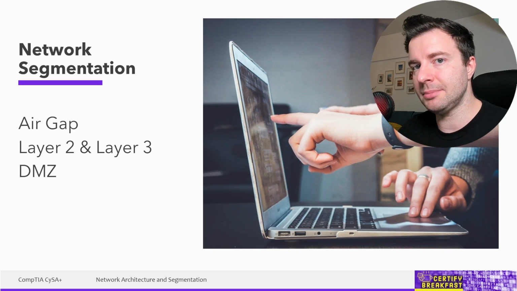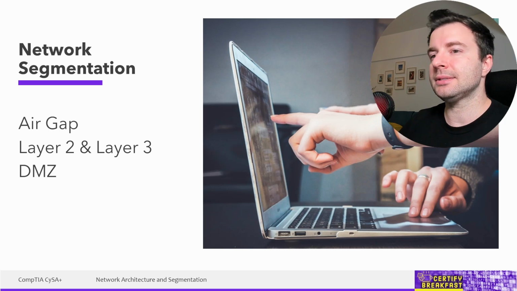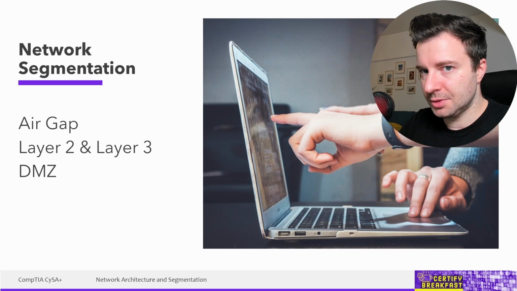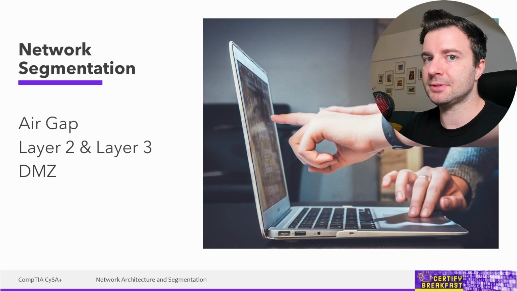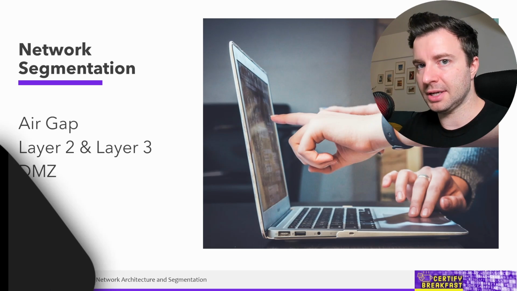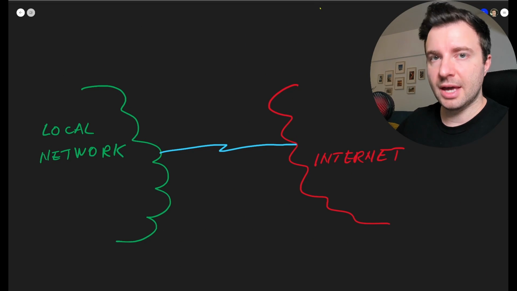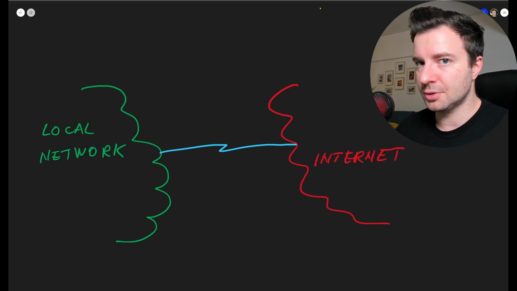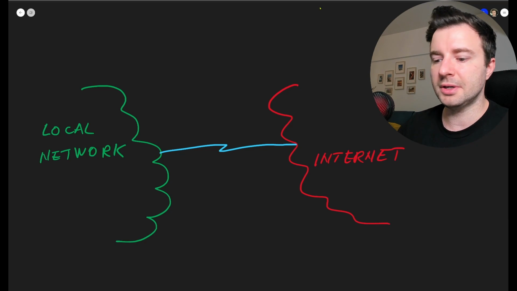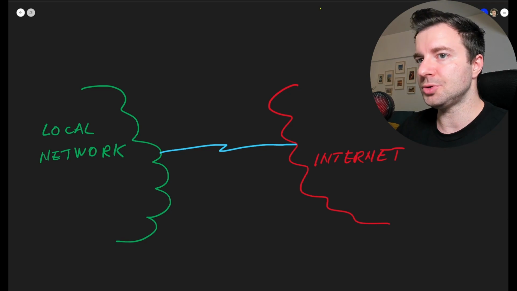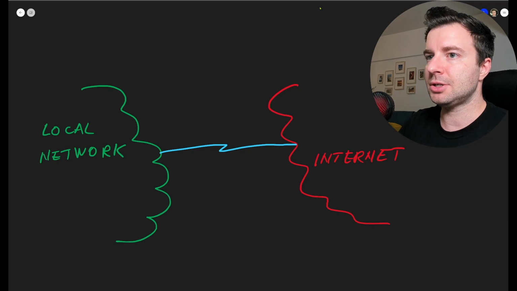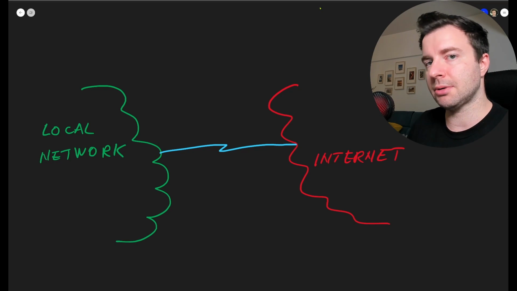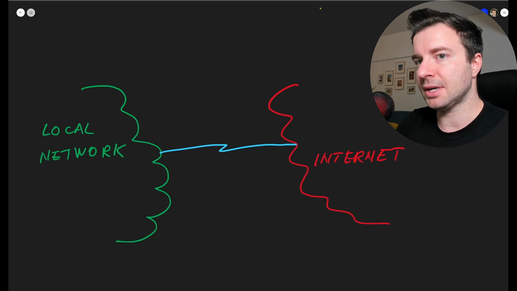Now the DMZ, the demilitarized zone, is a network segment where you're supposed to place your publicly facing servers that belong to your local network. All right, so you have your local network and you have the internet. Of course, they are connected. And let's say you want to expose a website. You want to host your own company website. Now, one way of doing this is to just host that website within your local network and make sure that you allow traffic from the internet directly to that website host.